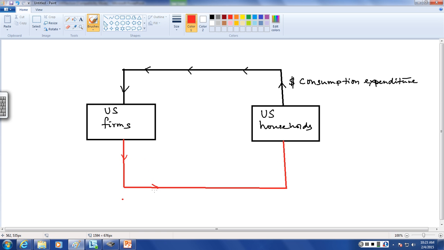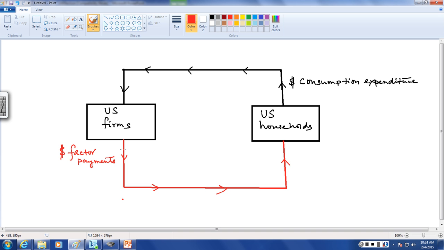And this is a flow of money from firms to households. And what do we call this? This is called factor payments.